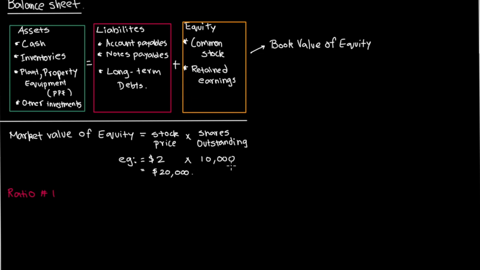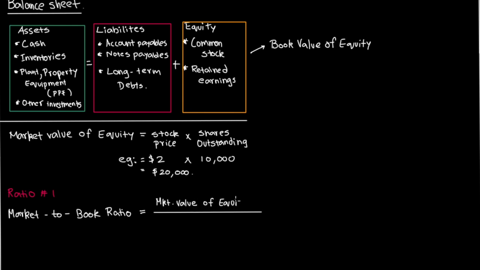Okay, so let's put market value of equity on top, and book value of equity on the bottom, and call it the market to book value of equity, or market to book ratio. It is equal to the market value of equity on top and the book value of equity on the bottom. So this is a very useful ratio. Let me tell you why.